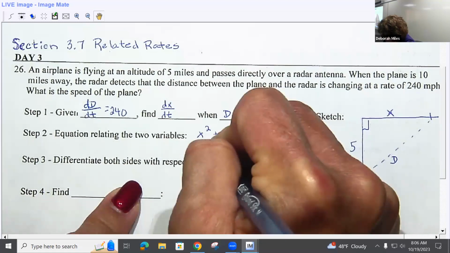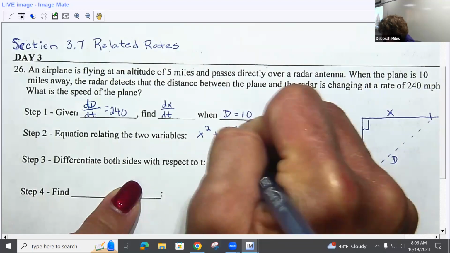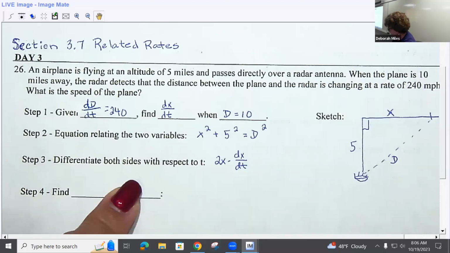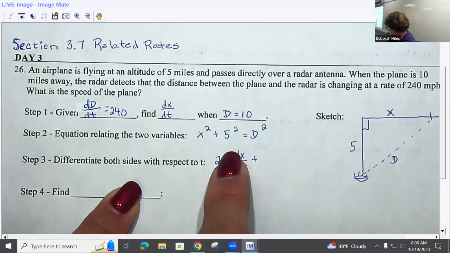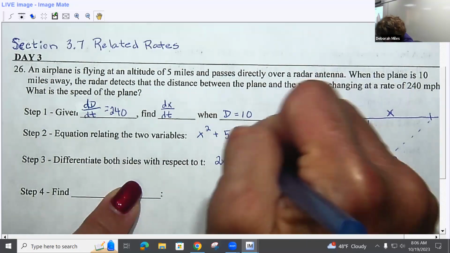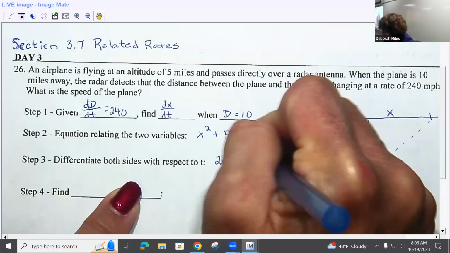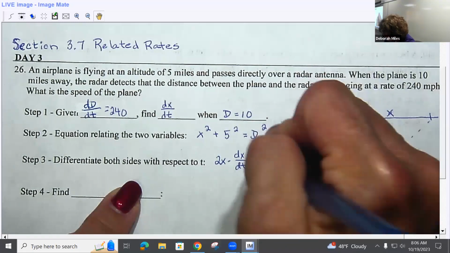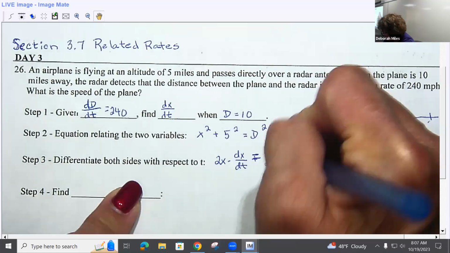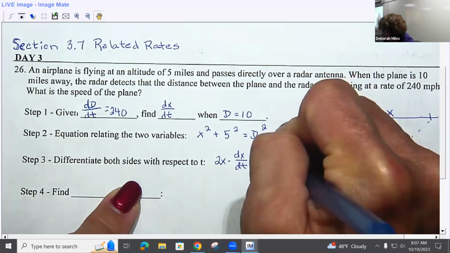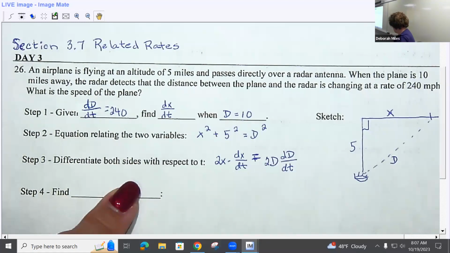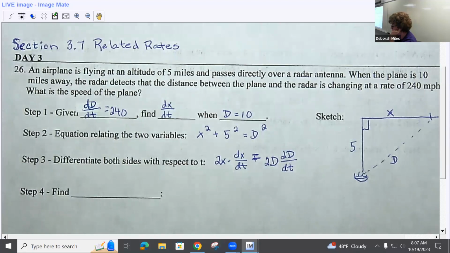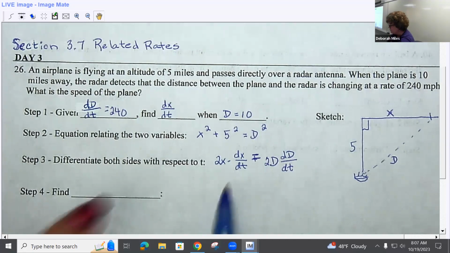Left-hand side, 2x times dx over dt plus derivative of 25 is 0. I don't even have to write that down. And the derivative of the right-hand side with respect to time would be 2d dd over dt. And we're looking for dx over dt.